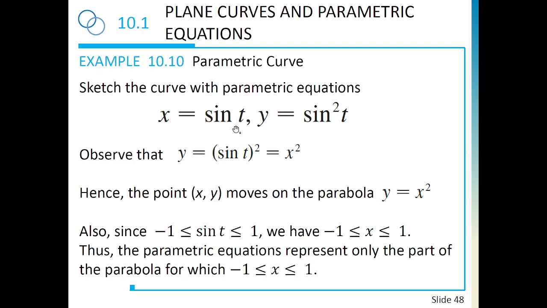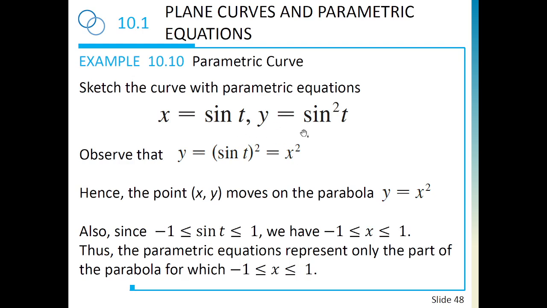Sine, regardless of the value of the argument t, is between -1 and 1. So x will be between -1 and 1, no choice. So x cannot be 10,000. You see, y equals x squared, I could take any x, right?